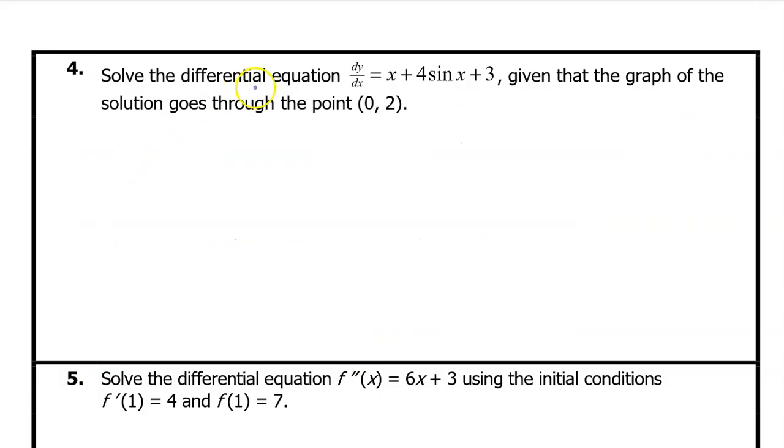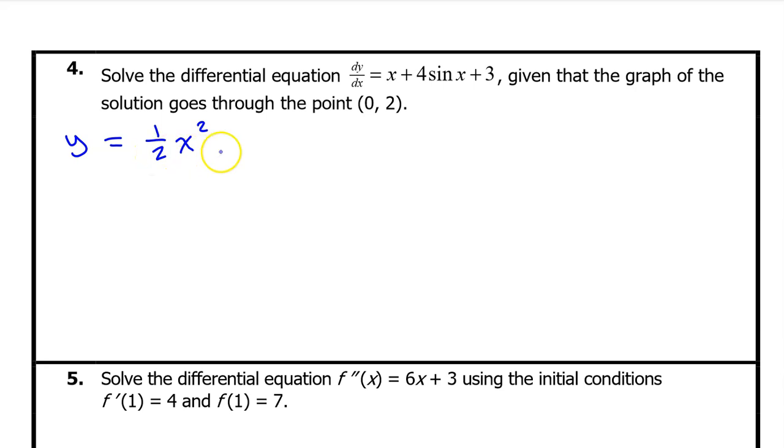Number 4. Solve the differential equation dy/dx equals x plus 4 sine x plus 3, given that the graph of the solution goes through the point (0, 2). We can find the general solution to this equation by taking the integral of both sides. The integral of dy/dx is just y, and we will take the antiderivative of the right-hand side one term at a time. The antiderivative of x is going to be 1/2 x to the second power. We are doing the power rule of integration, where we increase the exponent by 1, and then we divide by that new exponent.